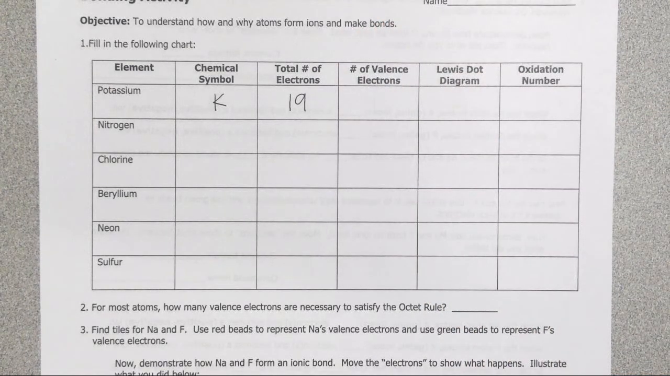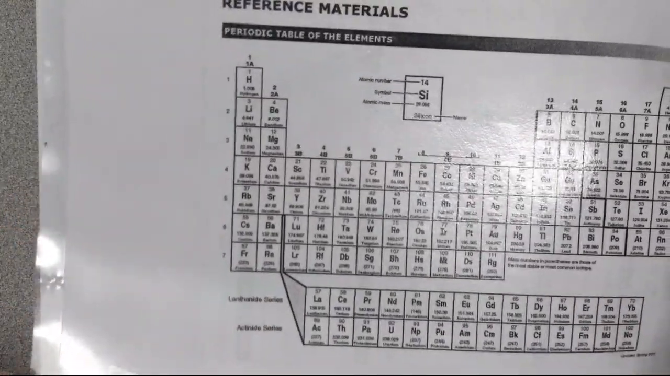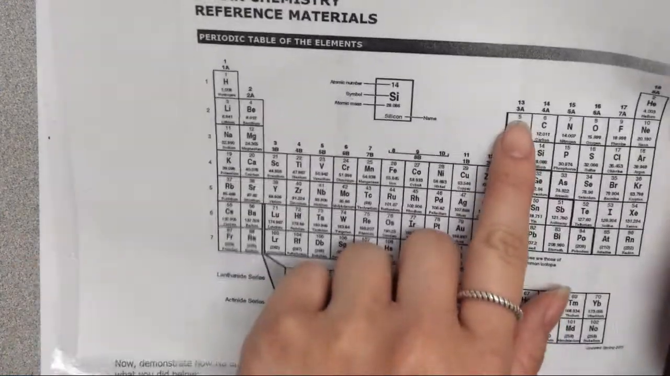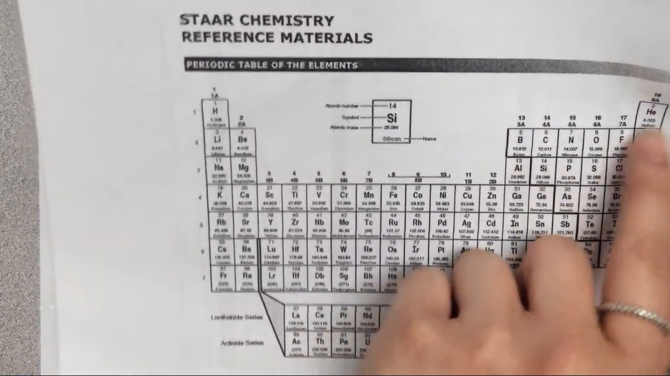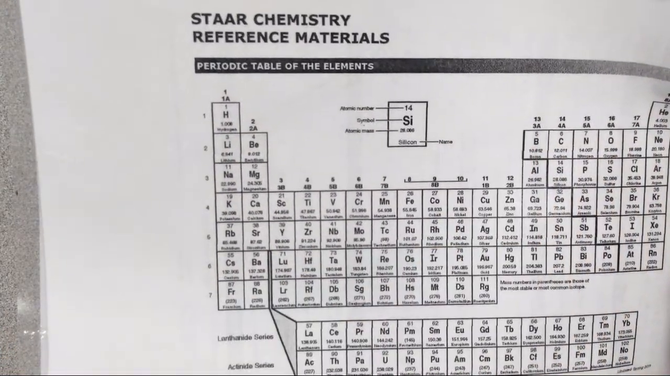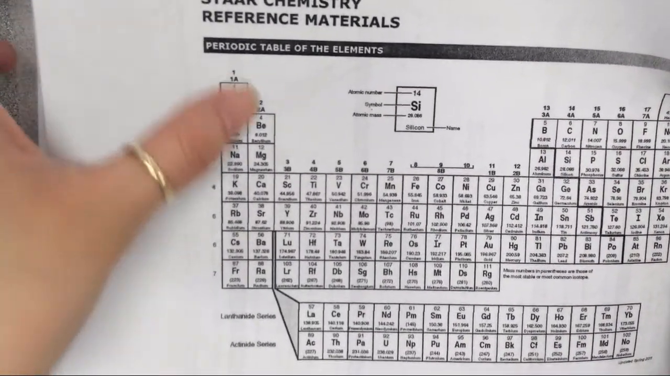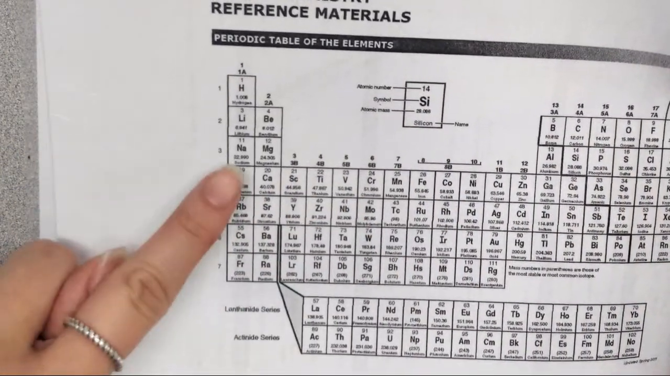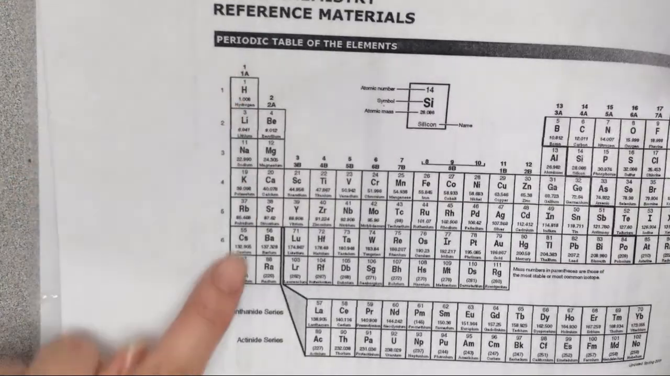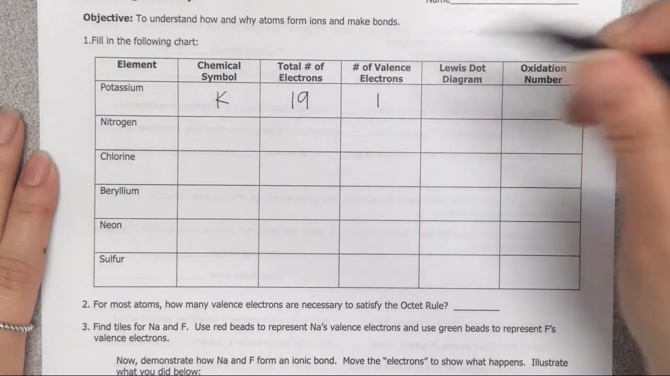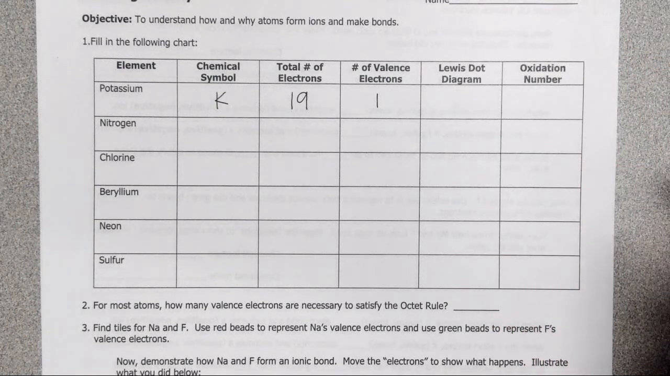The next thing is we want number of valence electrons. To refresh your memory, just in case you forgot since yesterday, when we look at the groups 1A, 2A, 3A, 4A, 5A, 6A, 7A, 8A, all of these represent the number of valence electrons each family has. This is only referring to the A group, not the B group. K is in group 1A, so we can say that it has 1 valence electron. So we're going to write 1 right here where it says number of valence electrons.